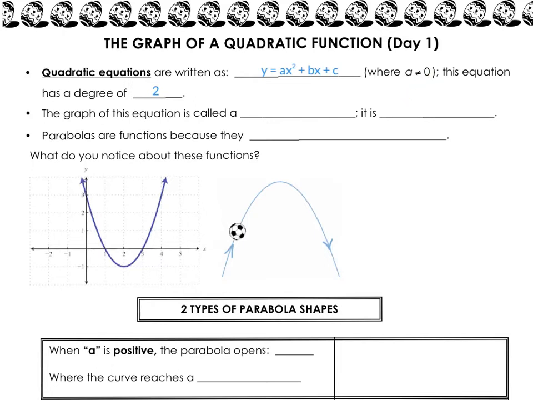Now the graph of this equation is called a parabola, and it is U-shaped. Parabolas are functions because they pass the vertical line test, but remember that's not enough to say that it's a function. This means that each input has a unique output.